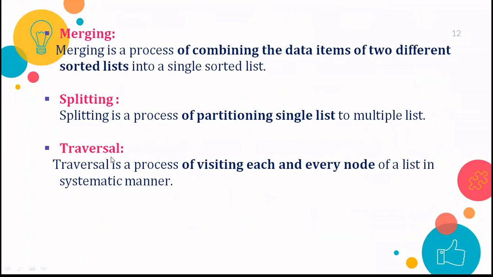Then we have traversal, and traversal is the process of visiting each and every node of a list. So again, if I talk about a graph or tree, there we have to search something. For that we have to traverse each and every node, and in the case of tree we will learn in-order, pre-order and post-order, and in graph we'll have the traversal techniques BFS and DFS, right?